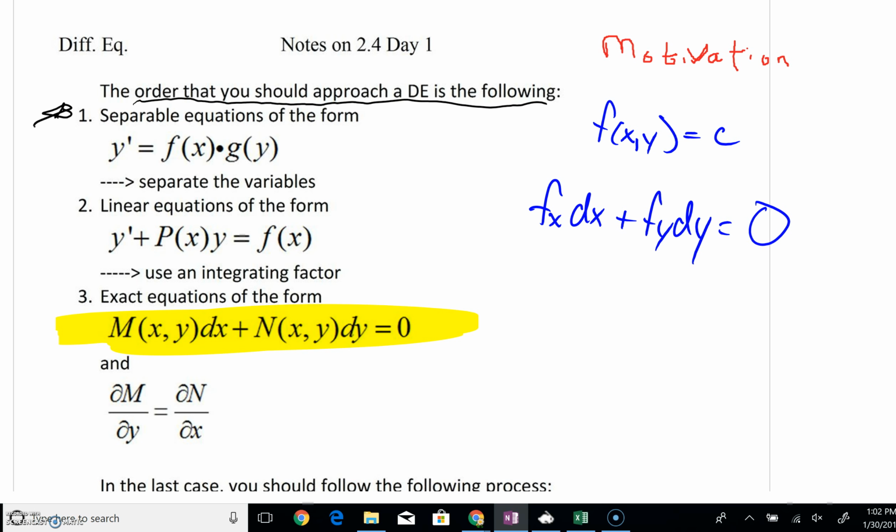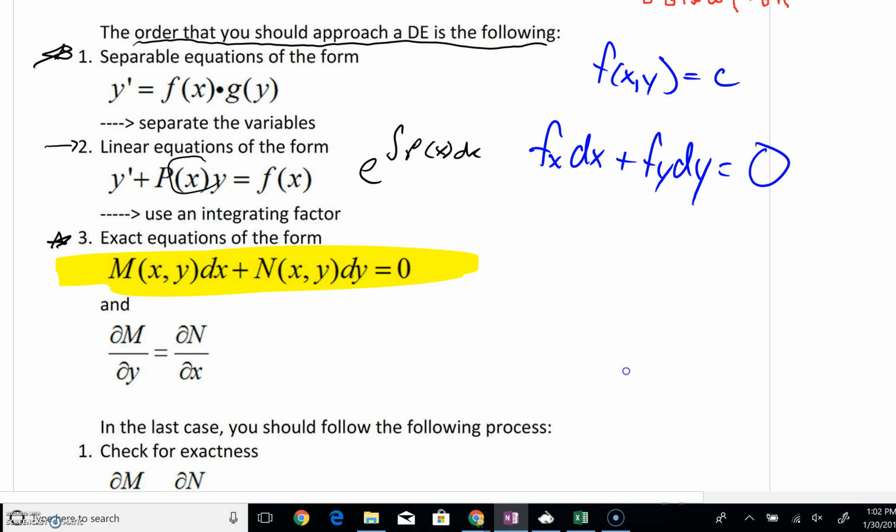Second of all, if it's not separable, move to number 2. Say, hey, is this a linear equation, where, just like the last 2 nights, we were using integrating factors? We'd get into standard form, and then we'd have e to the integral of p of x dx, and find that and multiply both sides by that integrating factor. Good things happen. But today we're going to say, well, wait a minute.